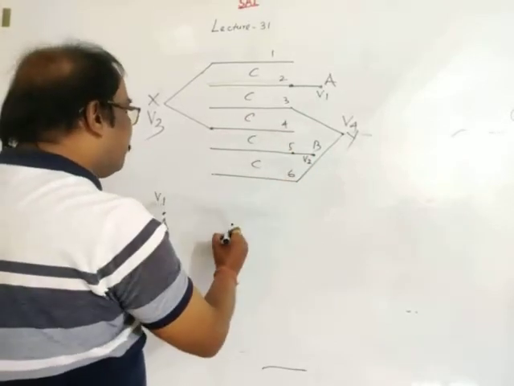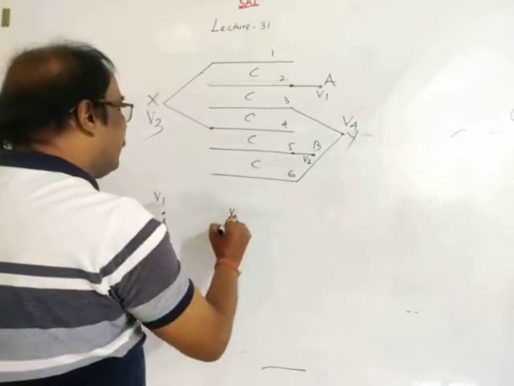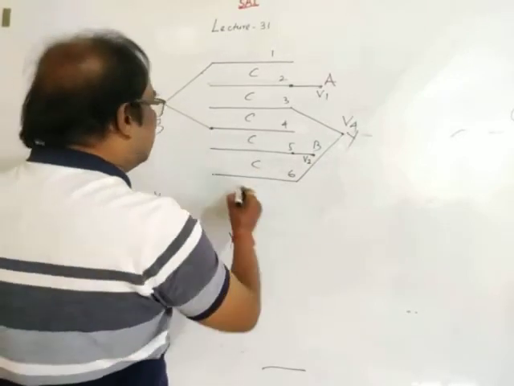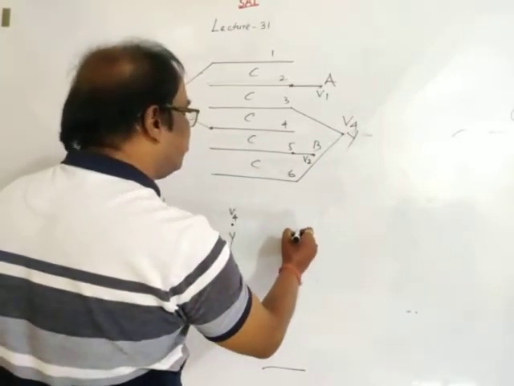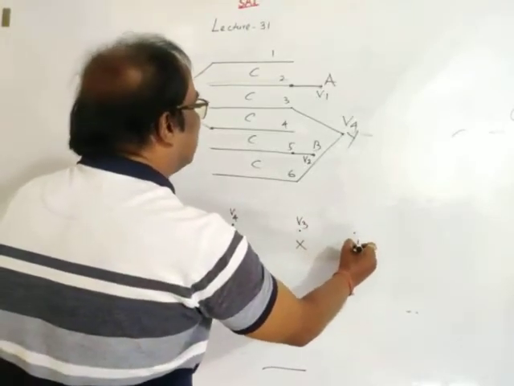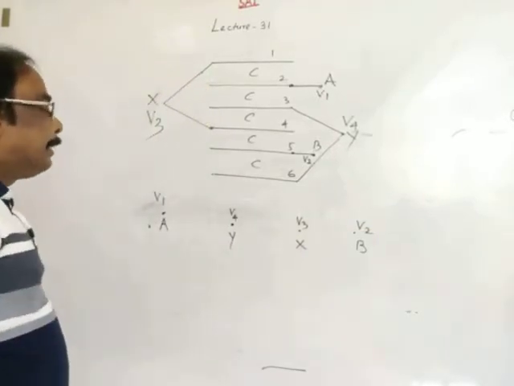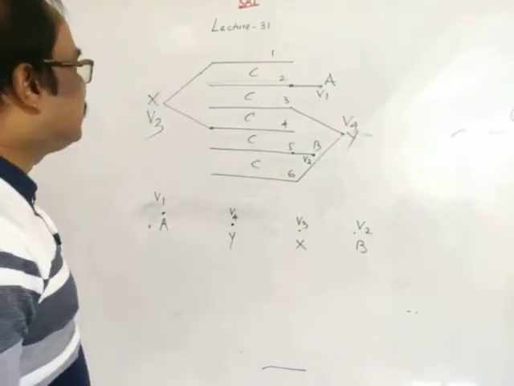Let's take this as Y, potential is V4. This is X, potential is V3. And finally, this is B, potential is V2. Right, like this, it will be easier.